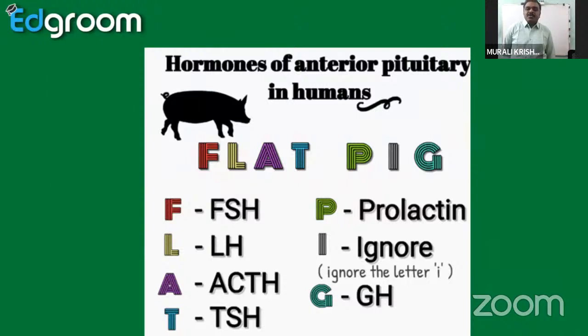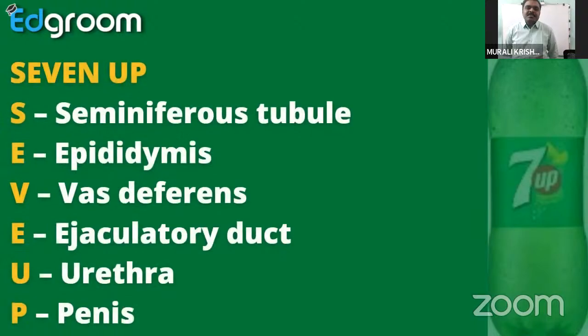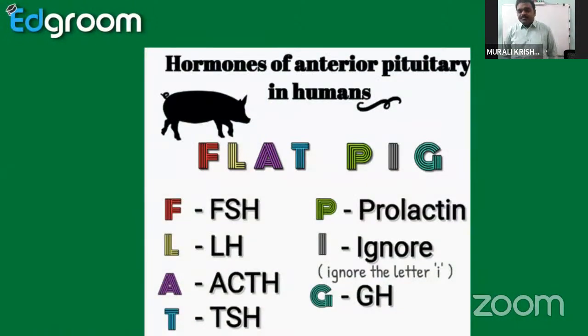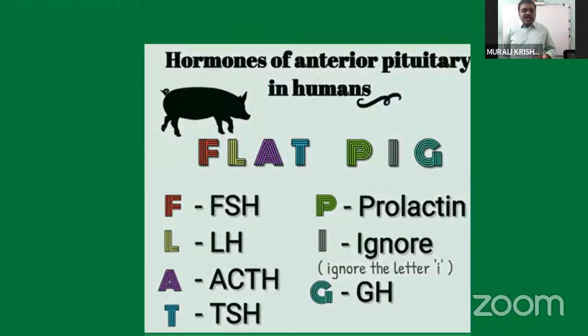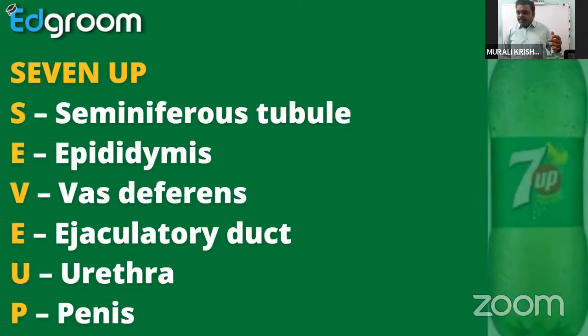And moreover, the hormones of the anterior pituitary, that is FSH, LH, ACTH, TSH, prolactin, and growth hormone, altogether make flat pig, where I is ignored. Of course, these are all we can consider. If a student wants to try mnemonics for every chapter, then he will be a master of mnemonics preparation, but he cannot be a master for the NEET exam. So that also we have to consider.